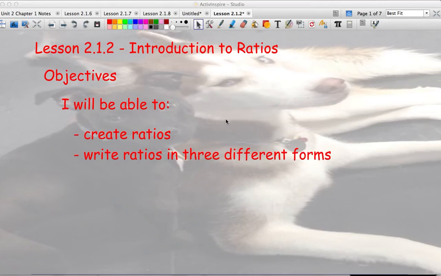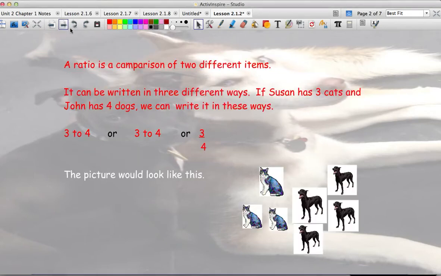Welcome to Lesson 212, Introduction to Ratios. Today we're going to talk about how to create ratios and how to write ratios in three different forms. So in our last lesson we talked about making models of ratios, and we got a definition that a ratio is a comparison of two different items.